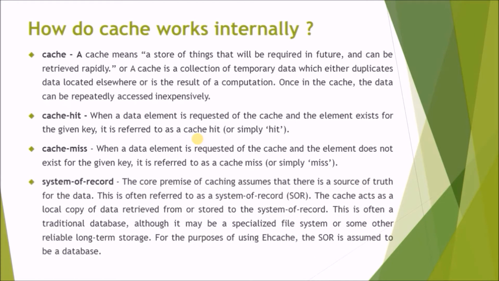System of record: the core premise of caching assumes that there is a source of truth for the data. This is often referred to as the system of record, SOR. The cache acts as a local copy of data retrieved from or stored to the system of record. This is often a traditional database, although it may be a specialized file system or some other reliable long-term storage. For the purposes of using Ehcache, the SOR is assumed to be a database.